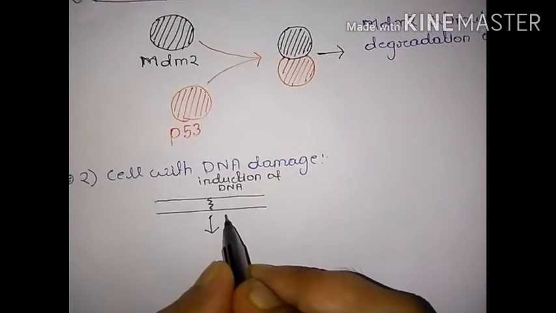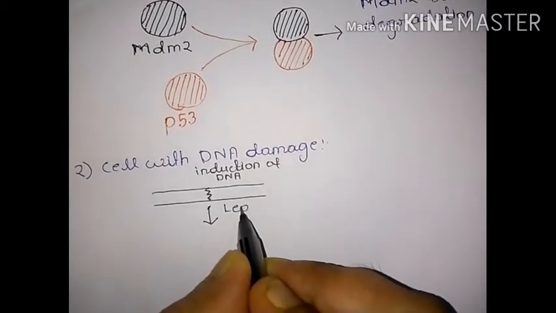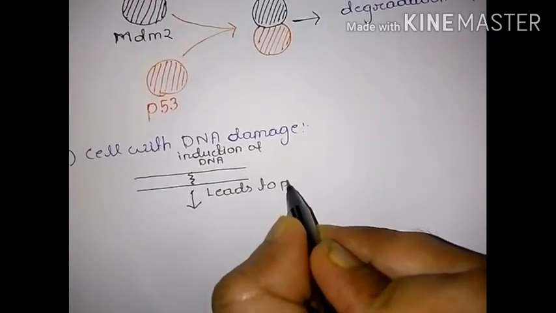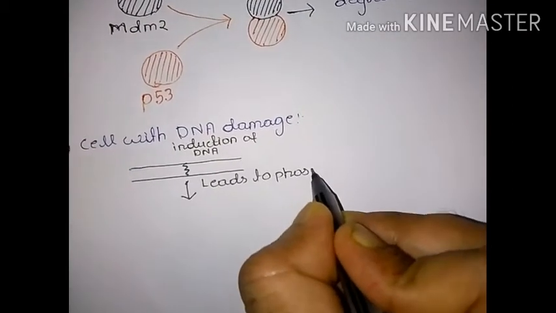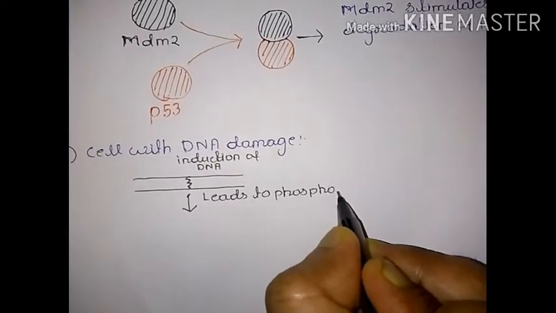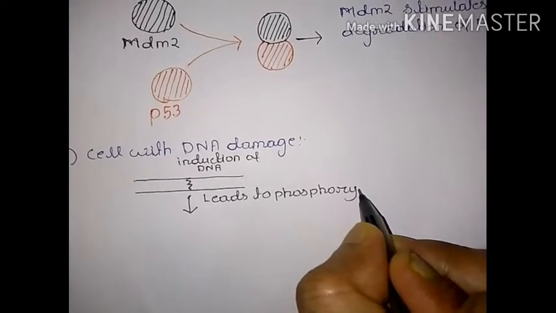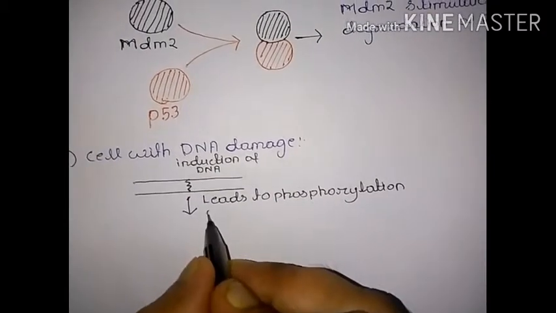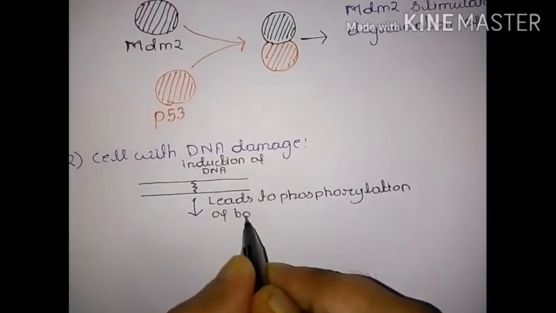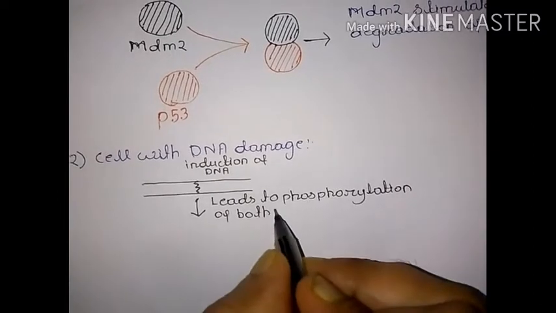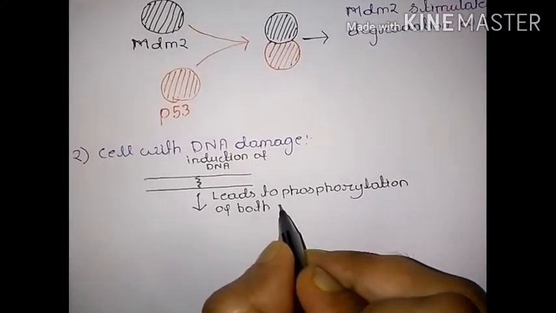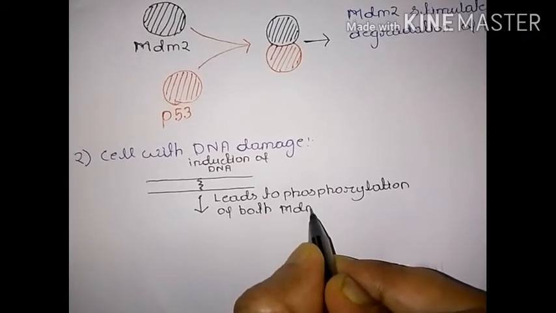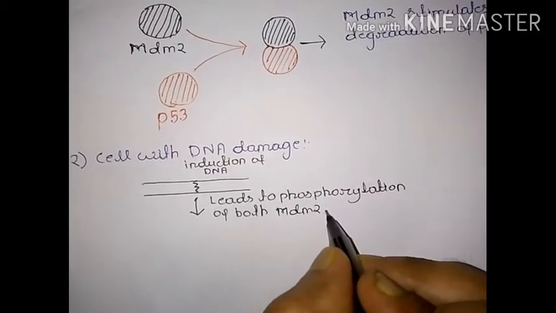So DNA damage leads to phosphorylation of both p53 and MDM2.